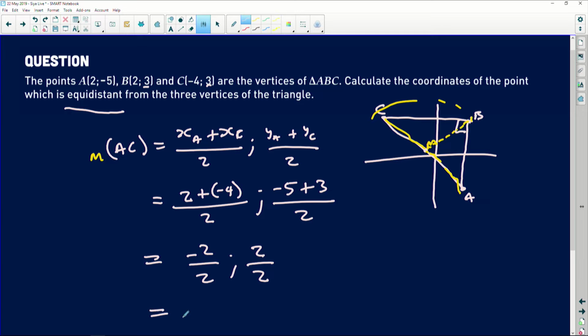Then lastly, my coordinates will be, oh, look at me making a silly mistake. Remember, negative 5 plus 3 is a negative there. So it's going to be negative 1 and negative 1. This will then be the coordinates of the point that they want.